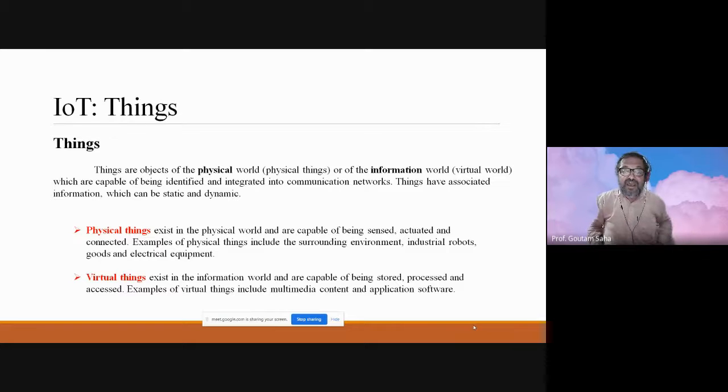What are virtual things? Virtual things exist in the information world, capable of being stored, processed, and accessed. That means the sensors collect data and send it to the cloud for storage or further information extraction. This is called a virtual thing. When this data is stored in the cloud, it is used for several information extraction and decision making. This is called a virtual thing. So physical things mean sensors, and virtual things mean data processing in the cloud.